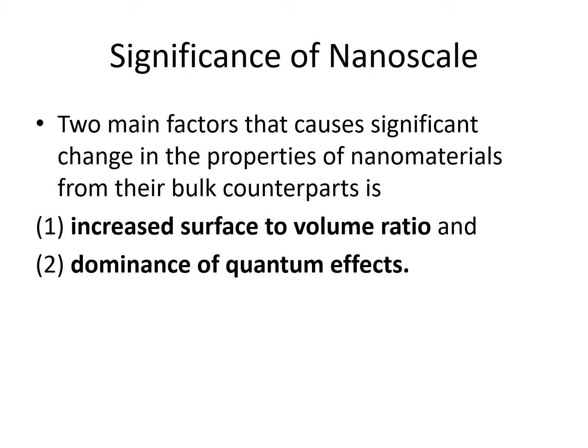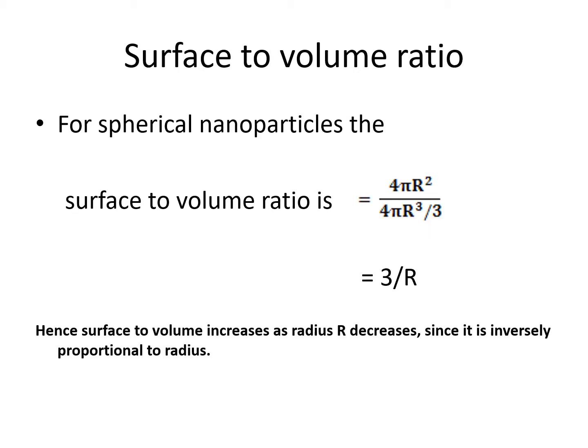Now, why do nanomaterials show different properties compared to their bulk counterparts? There are mainly 2 points. One is increased surface to volume ratio, or more correctly, increased surface area to volume ratio, and two, the dominance of quantum size effects. Now, let us see what is meant by this large surface area to volume ratio.